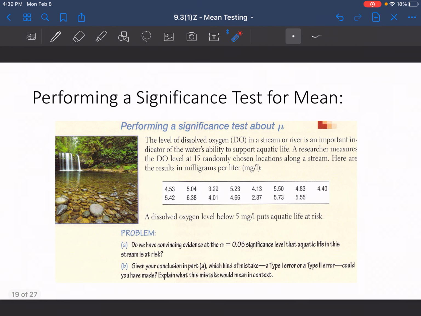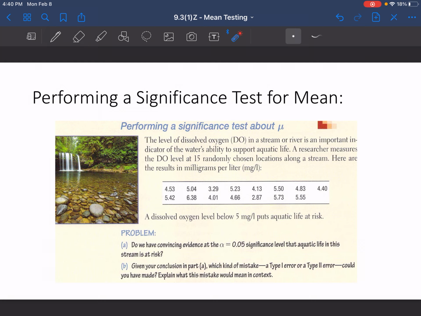So let's look at another example here. Performing a significance test about mu. The level of dissolved oxygen, DO, in a stream or river is an important indicator of the water's ability to support aquatic life. A researcher measures the DO level at 15 randomly chosen locations along a stream. Here are the results in milligrams per liter. So they give us a table, they don't give us much else.